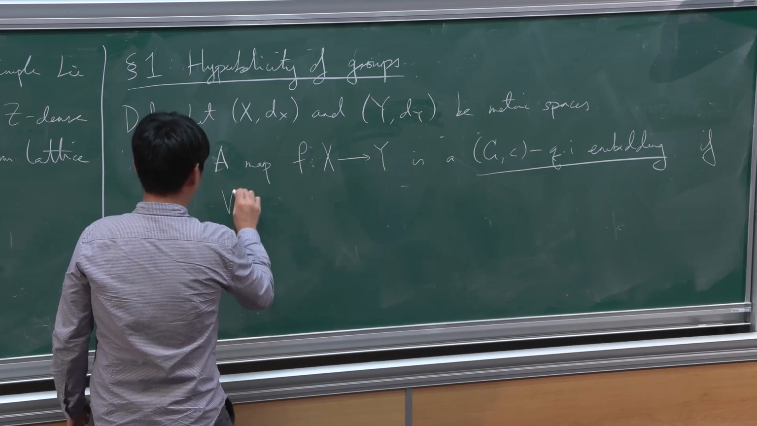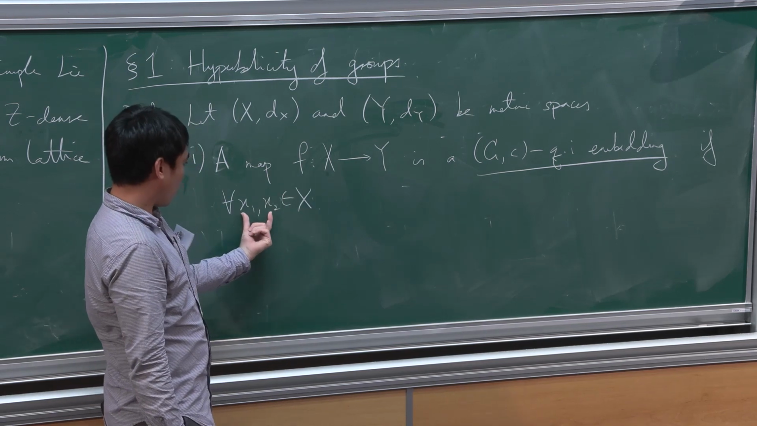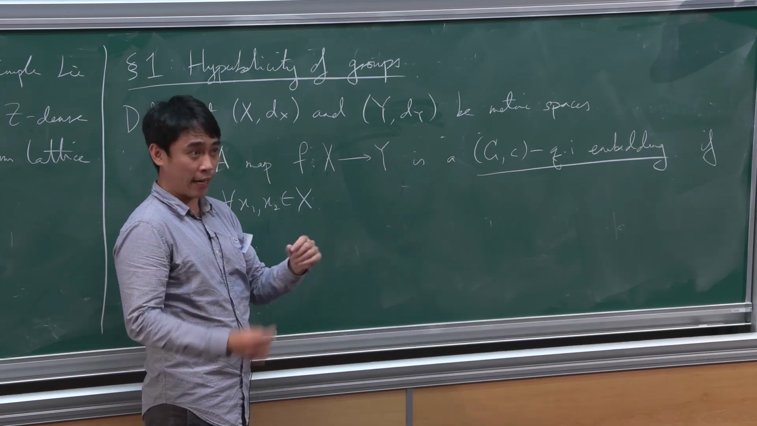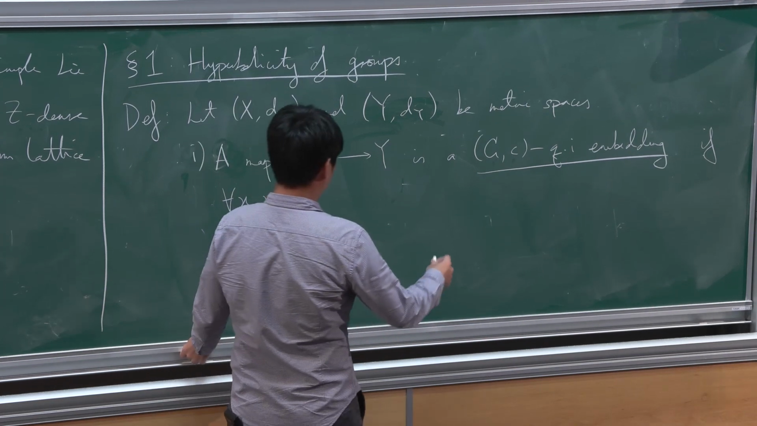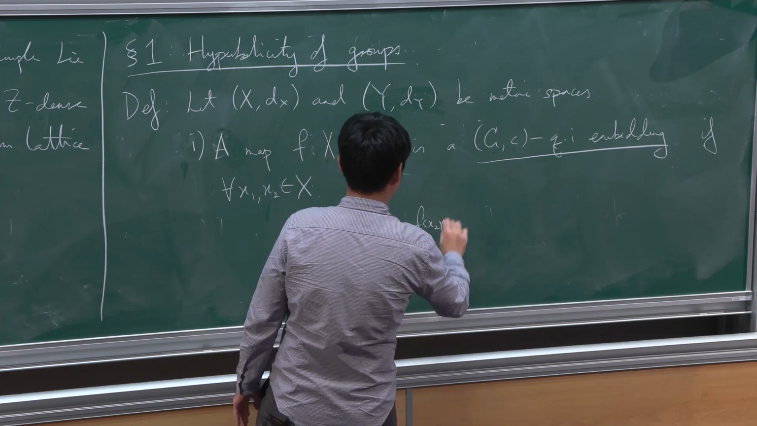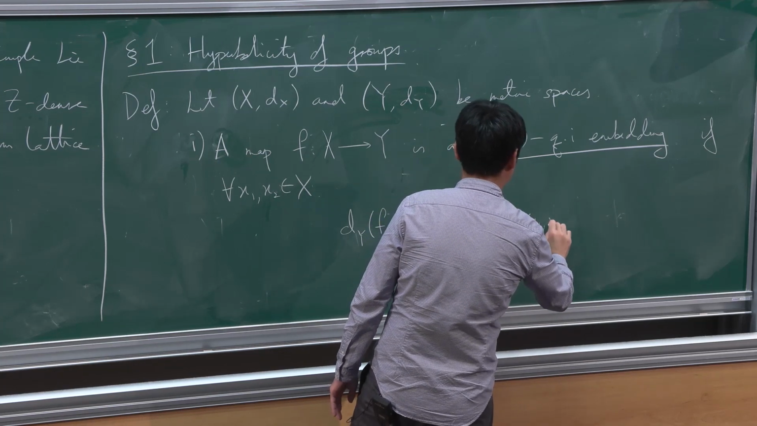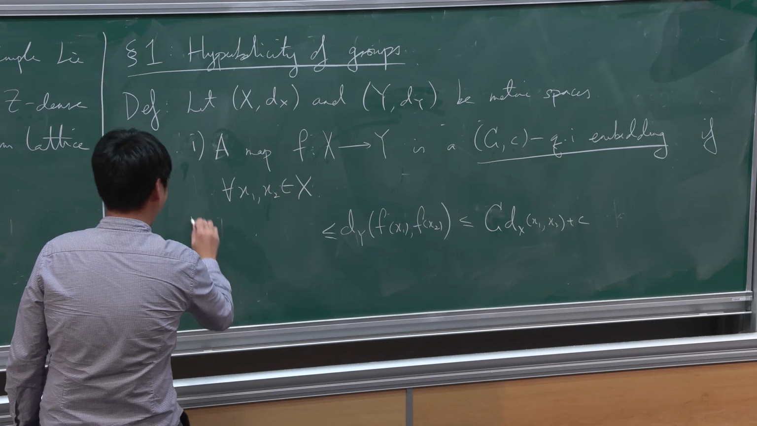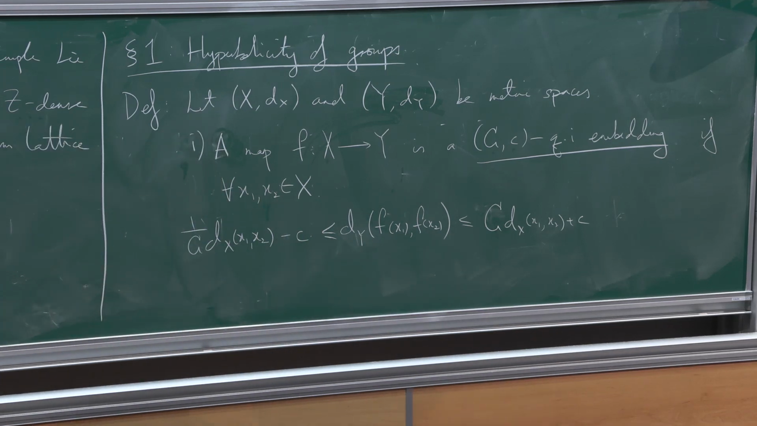the following holds: for any pair of points x1 and x2 inside of the domain space X, I'm going to apply f to x1 and x2, so that now you get two points in Y, and I'm going to compare the distances. I want these to be up to a multiplicative constant, an additive constant, and isometry. More precisely, the distance in Y between f(x1) and f(x2) is bounded above by C times the distance in X between x1 and x2 plus C, and below by 1/C times the distance in X between x1 and x2 minus c.